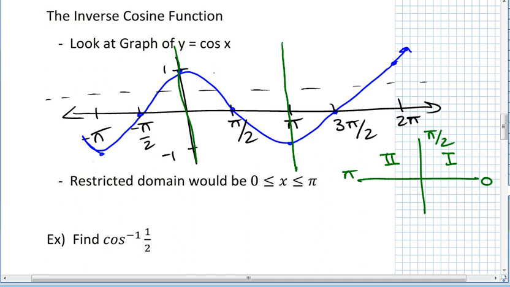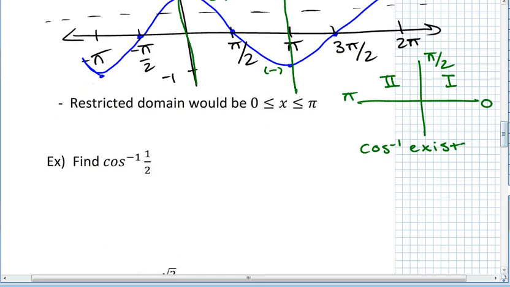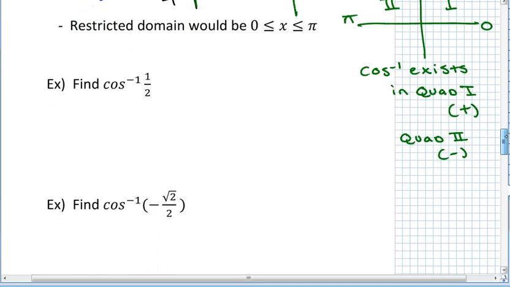And notice here by the graph, cosine's positive in the first, but negative in the second. So cosine inverse exists in quadrant 1, and that's where it's positive, and quadrant 2, that's where it's negative. So if I'm asking you to find the cosine inverse of 1/2, that would be in quadrant 1. We're trying to find this angle.